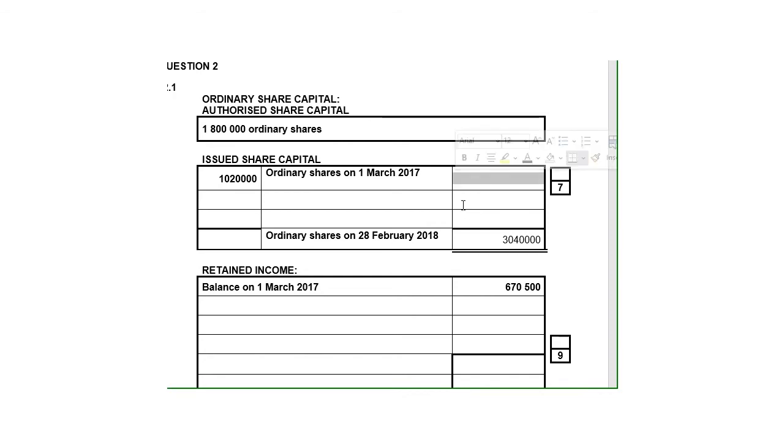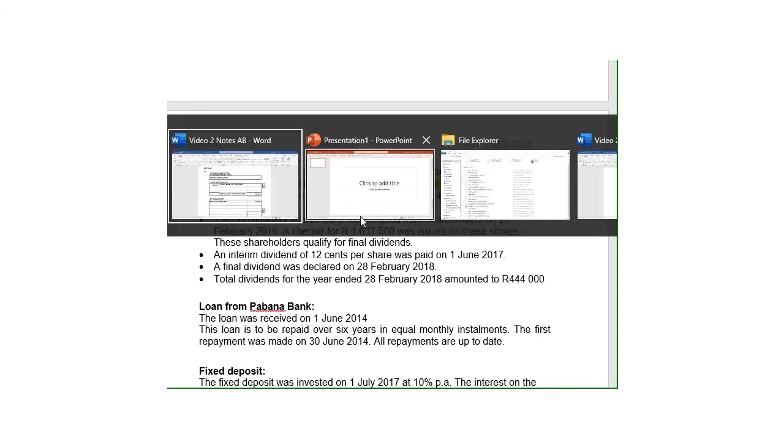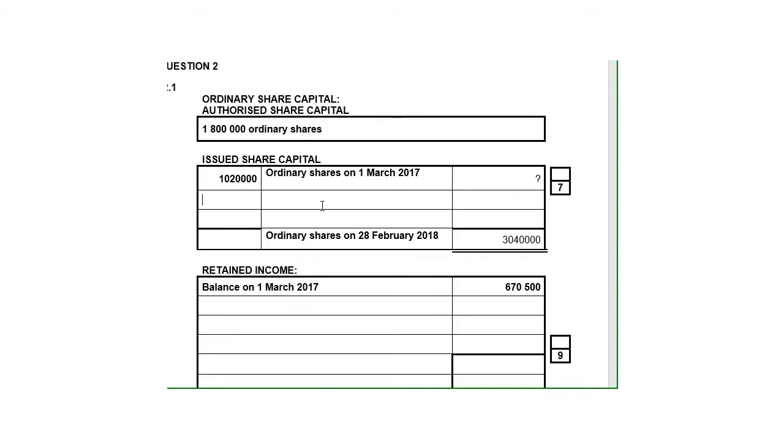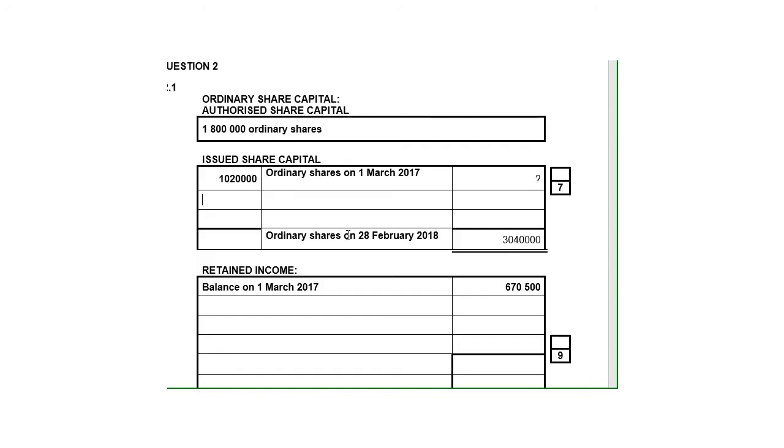1,020,000. But we haven't got a value. They don't give me a value there. They simply tell me the number of shares were in issue. No mention of any value. No problem. I'll move on to the next one. They issued 180,000 shares at R4.20 per share on the 1st of April. That is now the first of the two items I'm looking for below the opening balance. So 180,000. It's the number, and that shares issued.